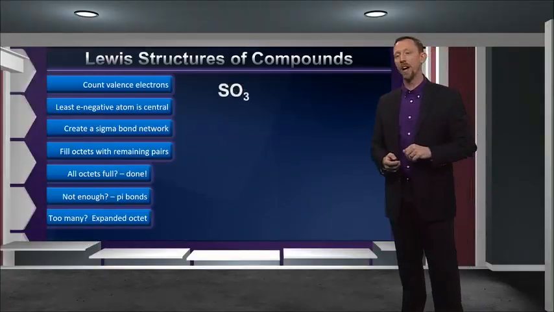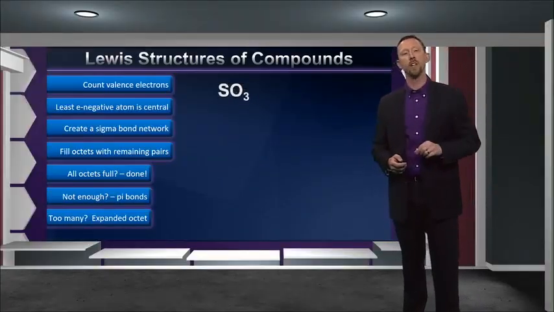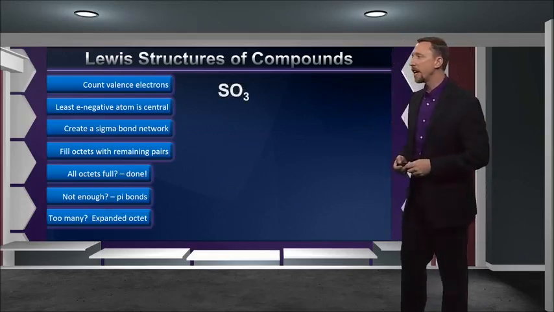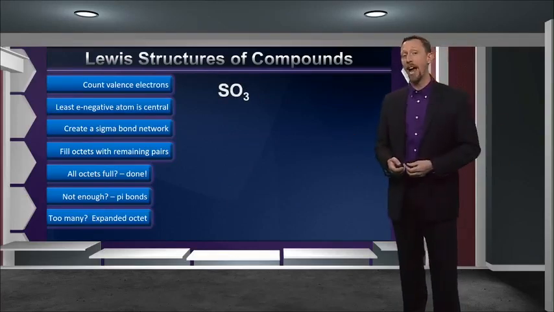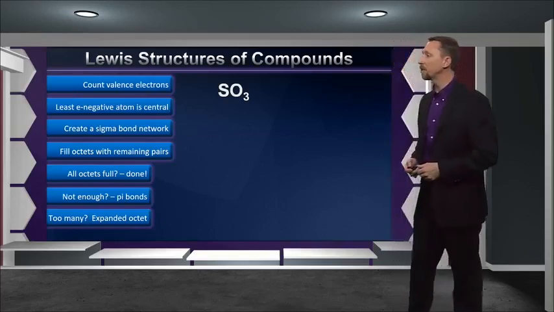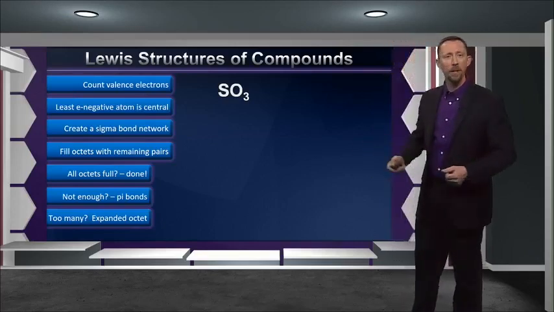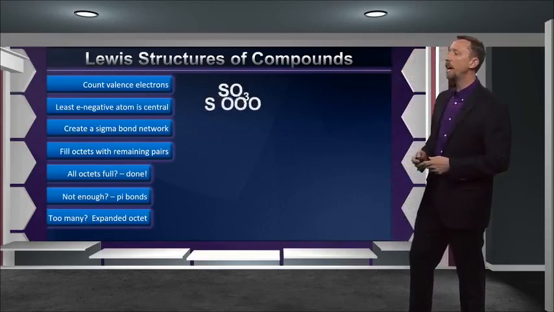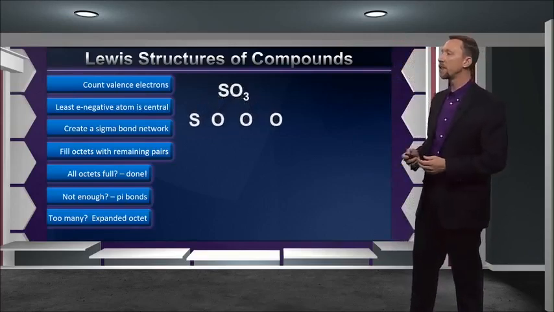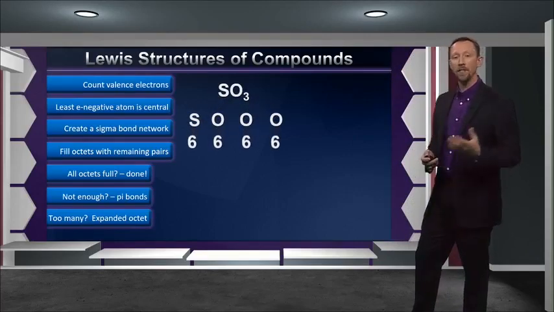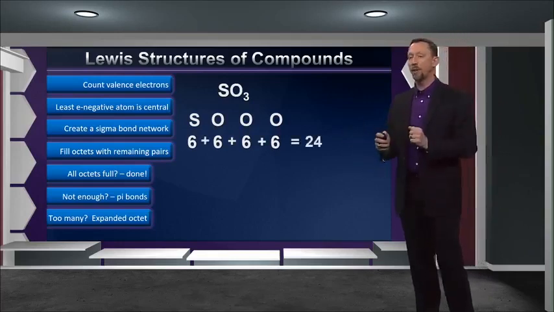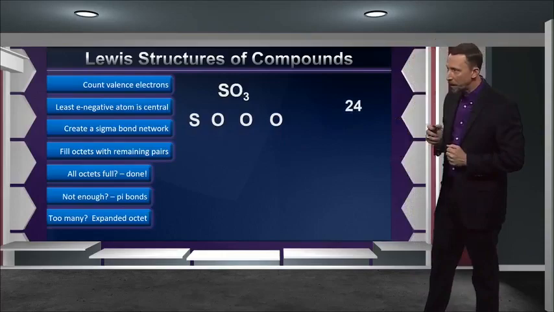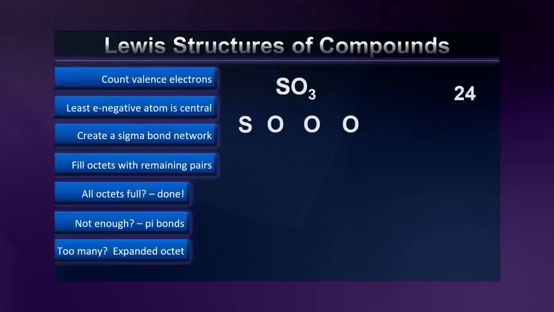Okay, one more to drive it home here. Let's try SO3, sulfur trioxide. This is a gas that evolves commonly when coal is combusted and is responsible for acid rain. So we want to understand its molecular structure. Well, we go to the periodic table and we find that a sulfur and 3 oxygens gives us a grand total of 6 times 4 valence electrons, or 24. That's my budget for creating this molecule, so I'm going to bring it on up here into the corner.